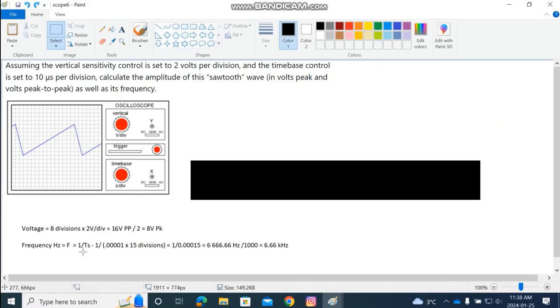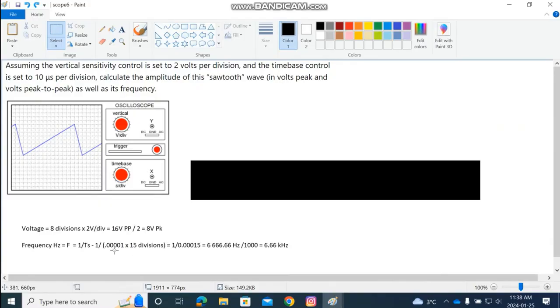So if we look at frequency, frequency is 1 over time in seconds. And we're saying that it is 10 microseconds per division. That is 0.00001. And I count over 15 divisions. 1, 2, 3, 4, 5, 6, 7, 8, 9, 10, 11, 12, 13, 14, 15 divisions. Right? From the time it goes all the way up and then all the way down, I have 15 divisions.